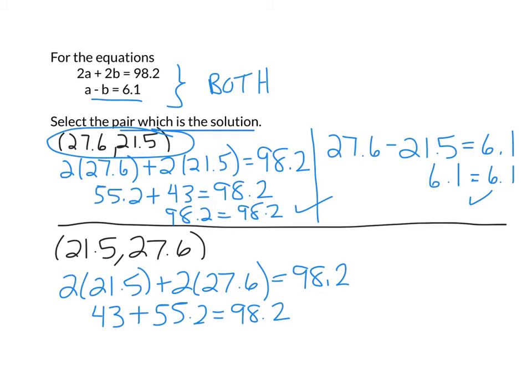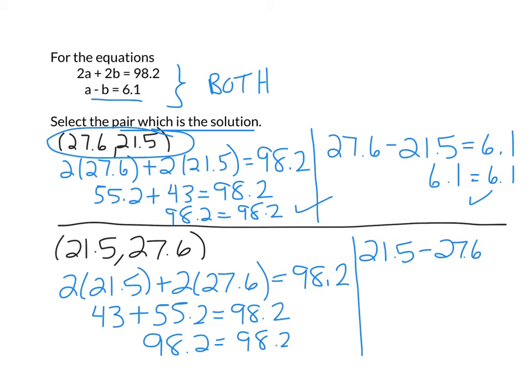So 43 plus 55.2 is indeed 98.2. So we know it satisfies that equation. Now we have to make sure that it does satisfy the second equation as well. So we're going to substitute a of 21.5 minus b, which is 27.6, and we're going to check and see if that's equal to 6.1. And when we do 21.5 minus 27.6, it gives us a negative 6.1, which is not equal to a positive 6.1. So it does not satisfy that equation, so therefore the pair is not a solution.